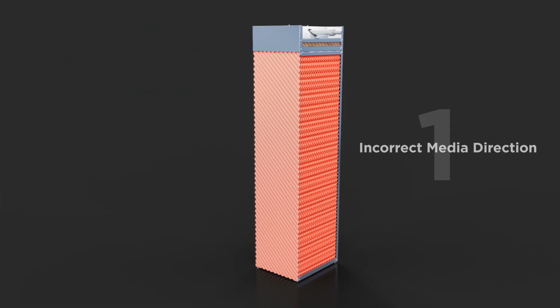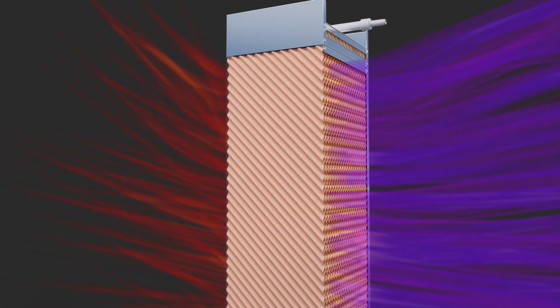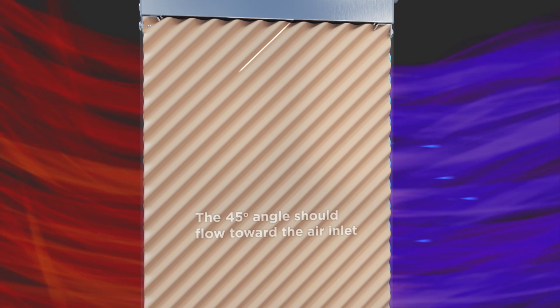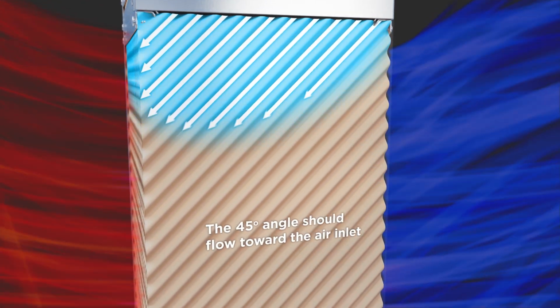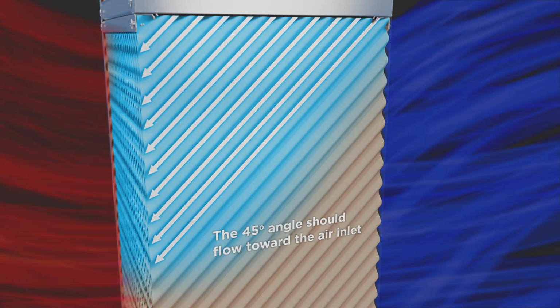Wrong direction. If the media is installed incorrectly, water runs towards the air outlet, resulting in inadequate cooling and excessive entrainment. To fix this, flip the media so that the water flows toward the air inlet.